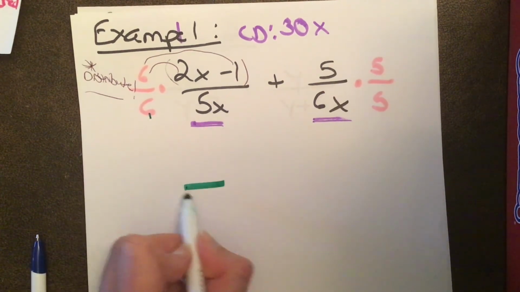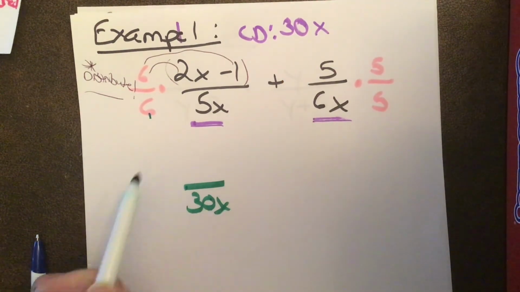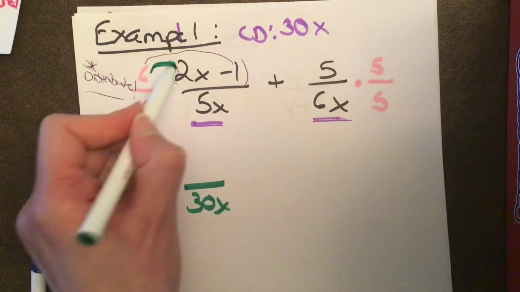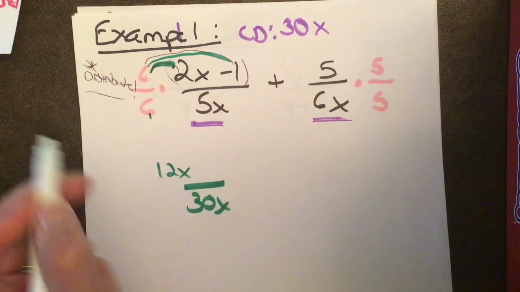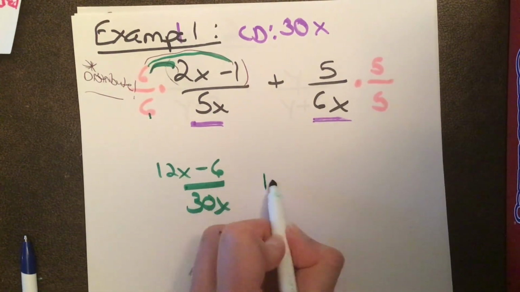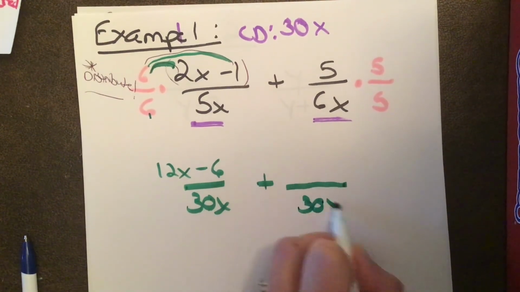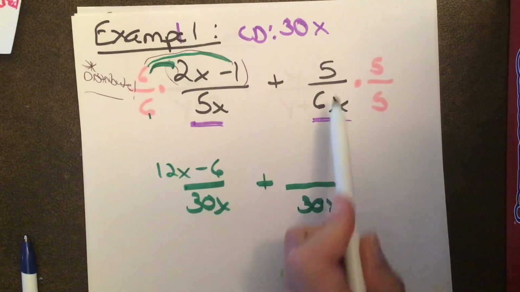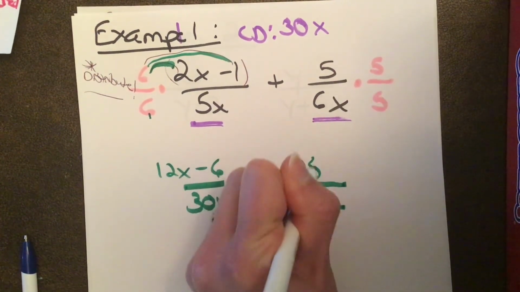6 times 5x is 30x. Remember, that should match your common denominator. And then here, if I distribute, 6 times 2x is 12x, and 6 times negative 1 is negative 6. Then I'm going to do the same thing over here. Do the denominator first: 6x times 5x is 30x. And then here it's easier, no distributing, just 5 times 5 is 25.